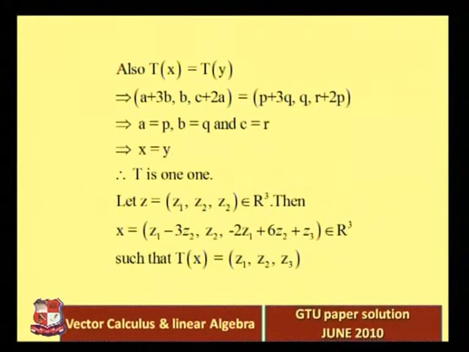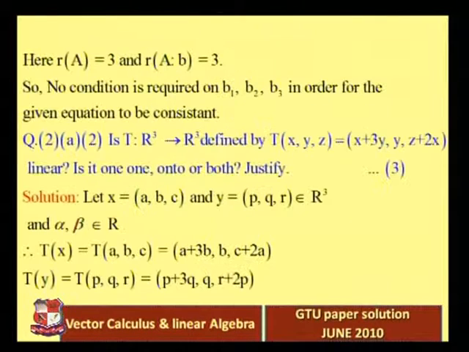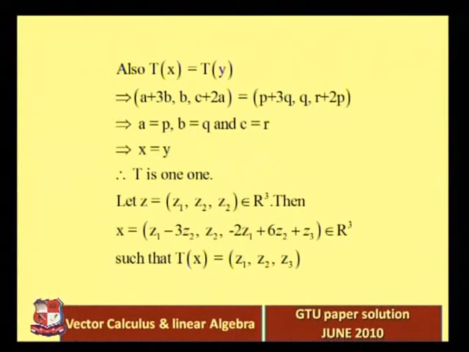If you want to check this x in the definition, what is T of x? T of (x, y, z) is (x plus 3y, y, z plus 2x). So x plus 3y means first coordinate plus 3 into second coordinate. So when you put x in this definition, you will get T of (z1 minus 3z2, ...), whose first coordinate is z1 minus 3z2 plus 3 into z2, that is equal to z1. So definitely the first coordinate is satisfied, okay.